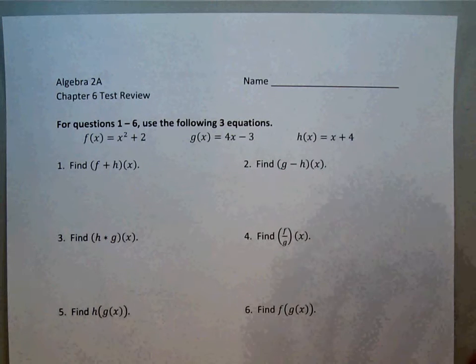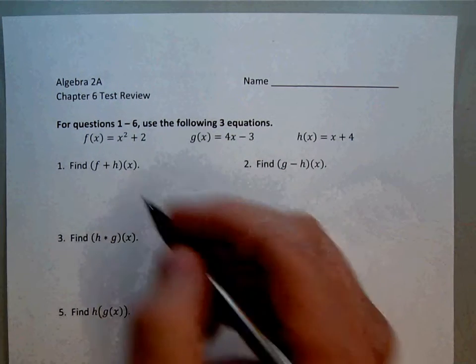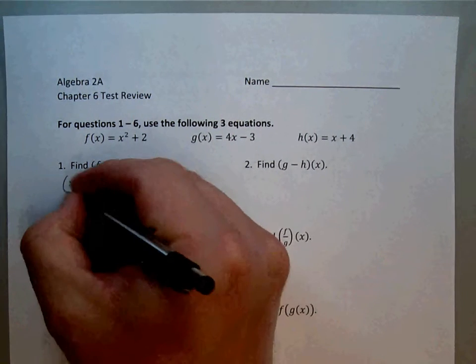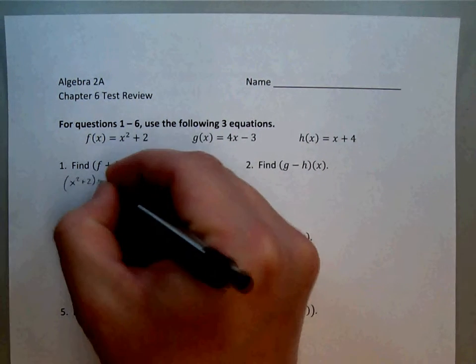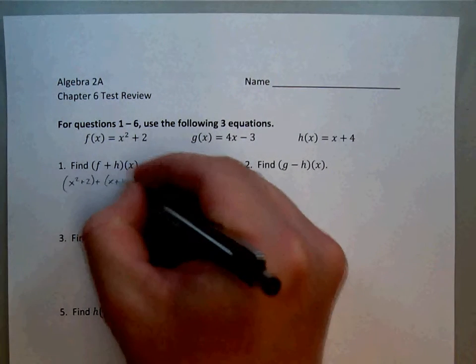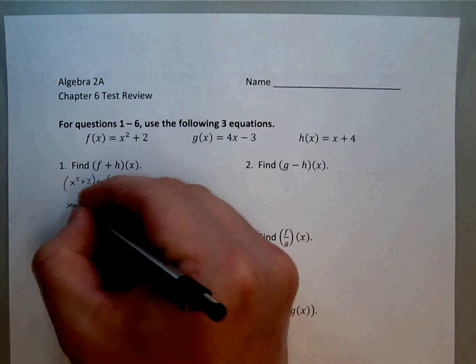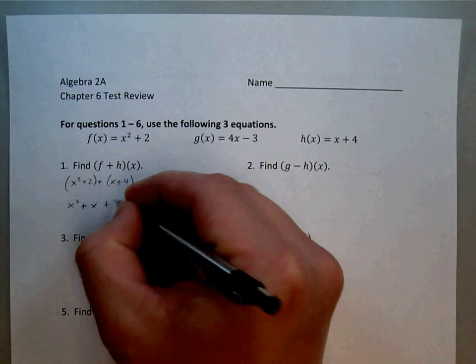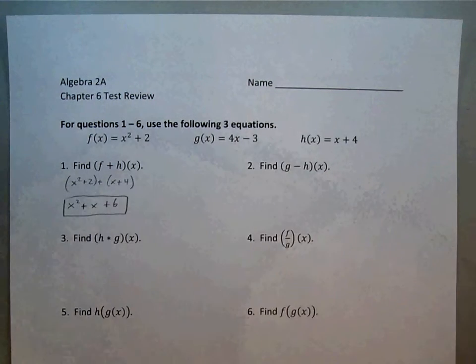Okay, number one, we're going to add f of x and h of x. So I'm taking my x squared plus 2, and I have to add to that h of x, which is x plus 4. I want to add like terms. X squared and x are not like terms, so I will have both of those still, but the 2 and the 4 together will make a 6.